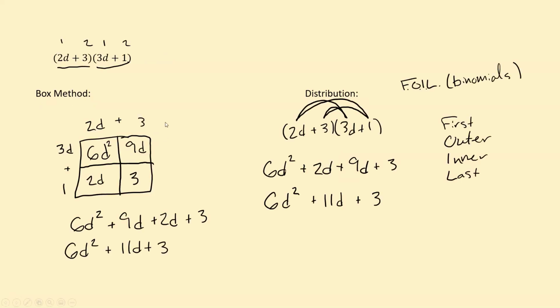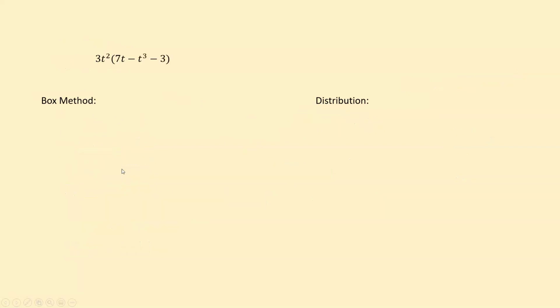Now let's go ahead and look at this next example. And one thing I forgot to mention, I do want you to write down both methods in your notes for these, and I also want you to write down why you might choose one method over the other. So you might choose box method because it's a better way to organize things.